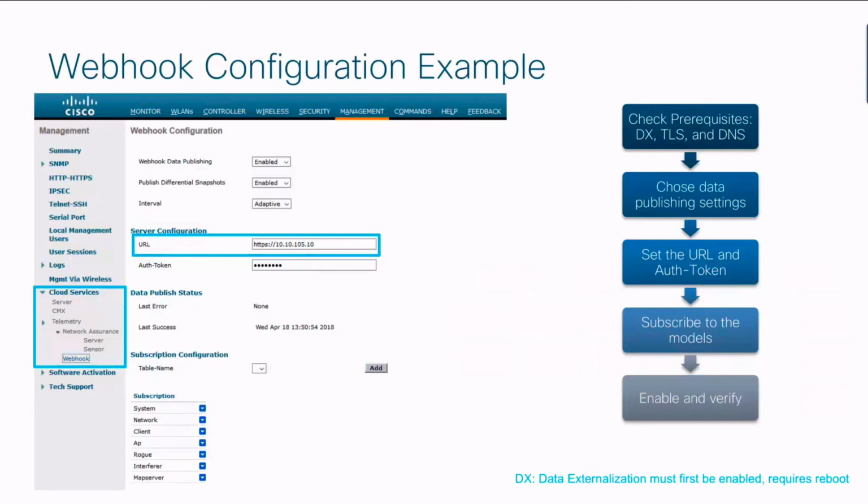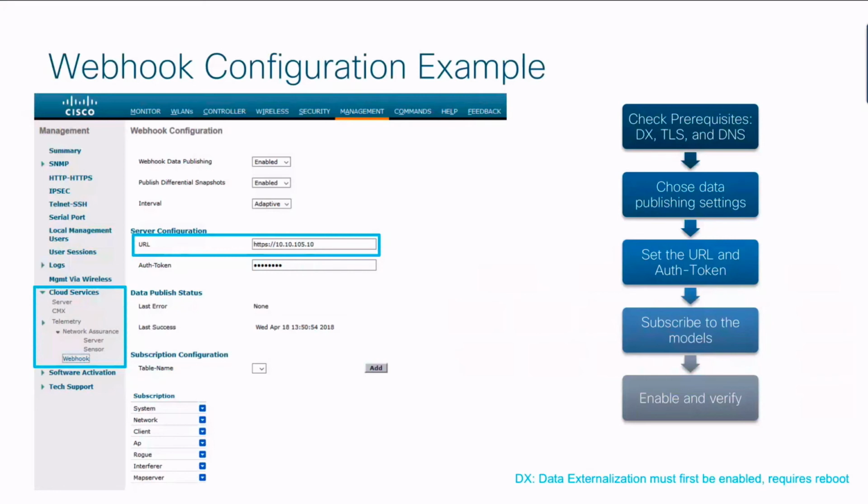For the data publishing settings, we can enable or disable differential snapshots. When enabled, the differential snapshot or payload received contains only the data that has changed since the previous snapshot or payload. When we set this to disabled, the full payload is sent every time. The URL and auth token must also be set, which specifies where the data is sent to. It should be set to the IP or the DNS name of the third-party server. So in this configuration, we're using Logstash, so we set this to the IP of the Logstash server.